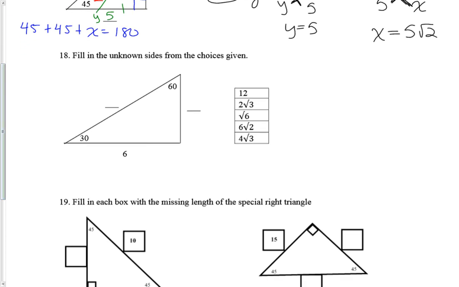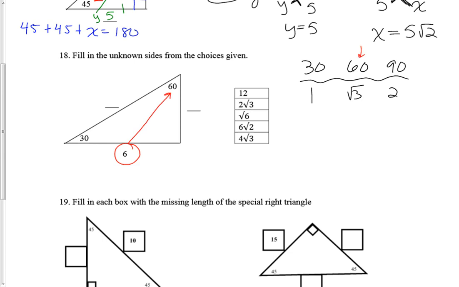Number 18, we now have a 30, 60, 90 triangle. My 30, 60, 90 ratios are a 1 under the 30, a square root of 3 under the 60, and a 2 under the 90. I start with the number I was given. That was a 6. It's across from the 60. So I find my 60, and I make a fraction with the square root of 3.